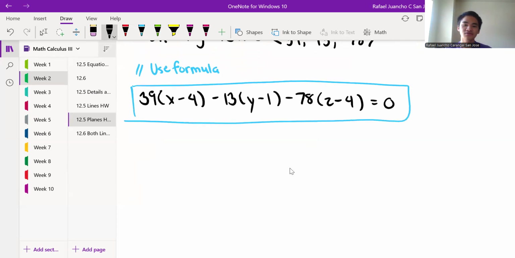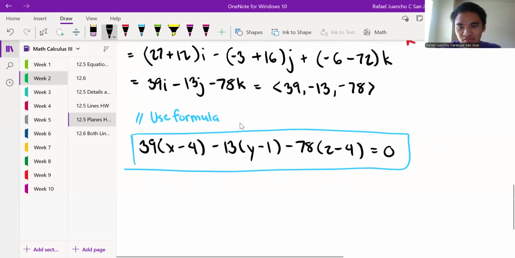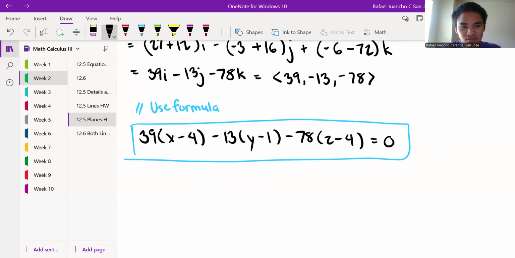We can simplify if we want to. We can further expand this. But I think I'm going to leave it at that. Why? Because I want to. Don't need to expand it in this case, at least not yet. So 39 times (x minus 4), minus 13 times (y minus 1), minus 78 times (z minus 4) is 0.